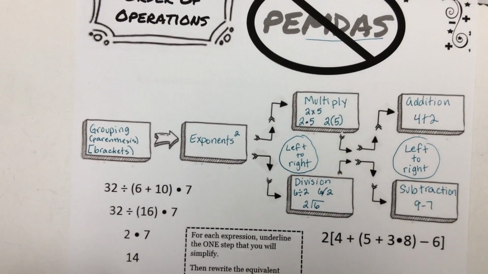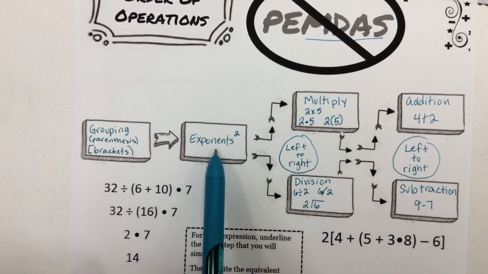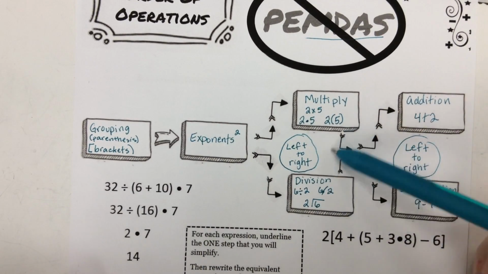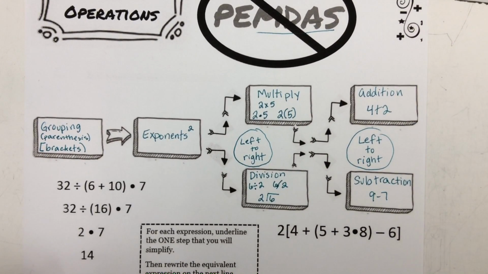So I'm going to zoom out a bit. When we see a problem, we do all of our grouping. We do all of our exponents. Then we do all of our multiplication and division for the whole problem, left to right. And then I move on over here and do all of our adding and subtracting left to right.